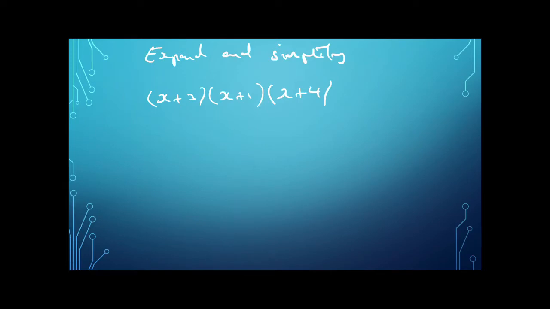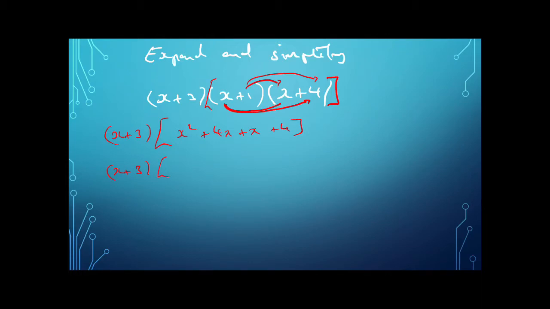Okay, again we have 3 brackets. I'm going to do this product first and then multiply by x plus 3 afterwards. x times x is x squared, x times 4 is 4x, 1 times x is x, and 1 times 4 is 4. Going to collect and simplify like terms, and that is x squared plus 5x plus 4. Now we're going to multiply this whole thing here by the x plus 3.